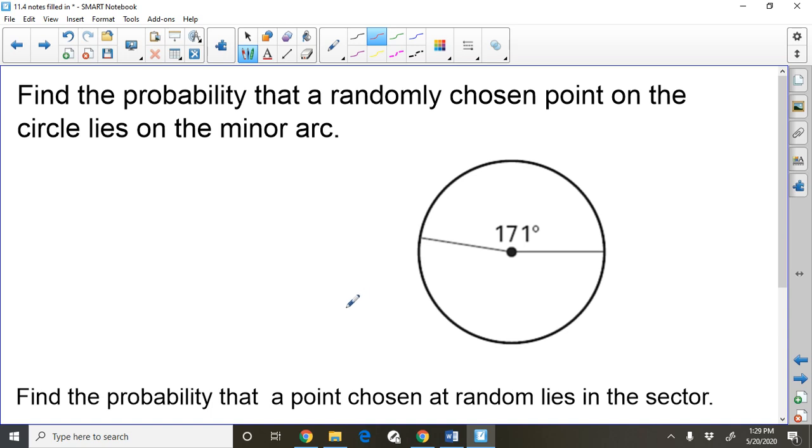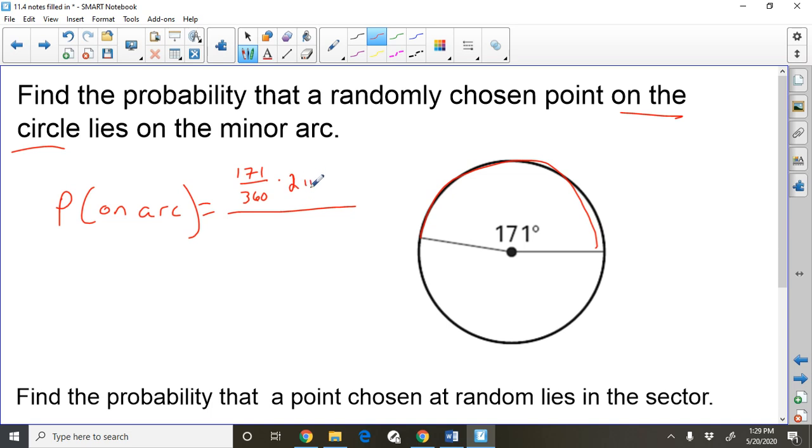Last examples. We want to find the probability that a randomly chosen point on the circle lies on the minor arc. So I know it lies on this circle. I want to find the probability that it is on the arc. The arc is this section of the circle. So we're going to compare the length of the arc. Arc length is the measure over 360 times 2 pi r.